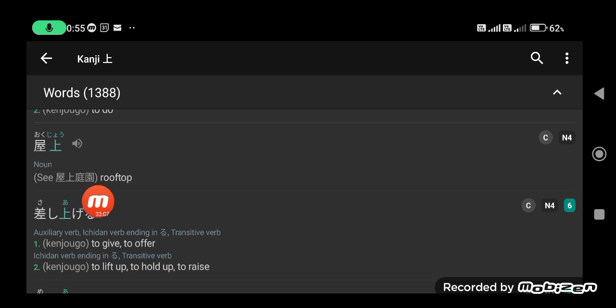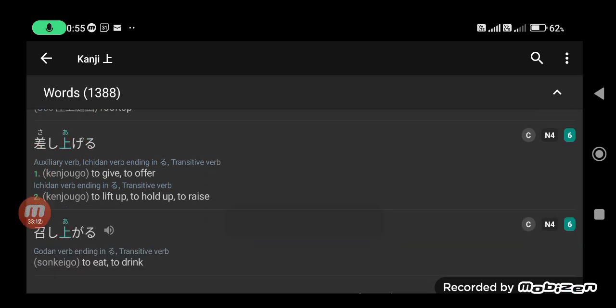And okujo is rooftop. 屋上. Okay, this is a grammar type phrase. Sashi ageru means to offer something to do, to give, to offer, usually by action or by a favor. Kenjogo is a humble way of speaking. Okay, so an ichidan verb, a transitive verb meaning to lift, to hold up, or to raise. Sashiageru.